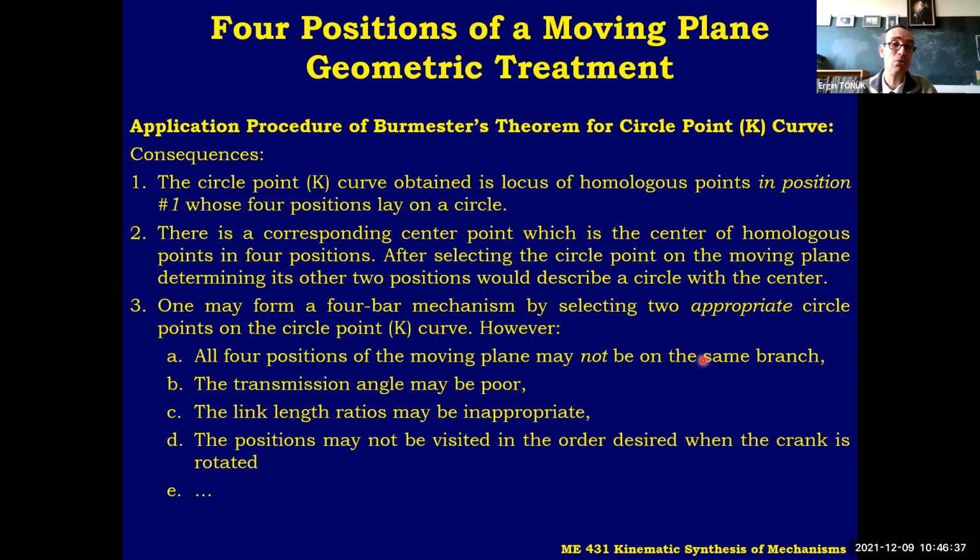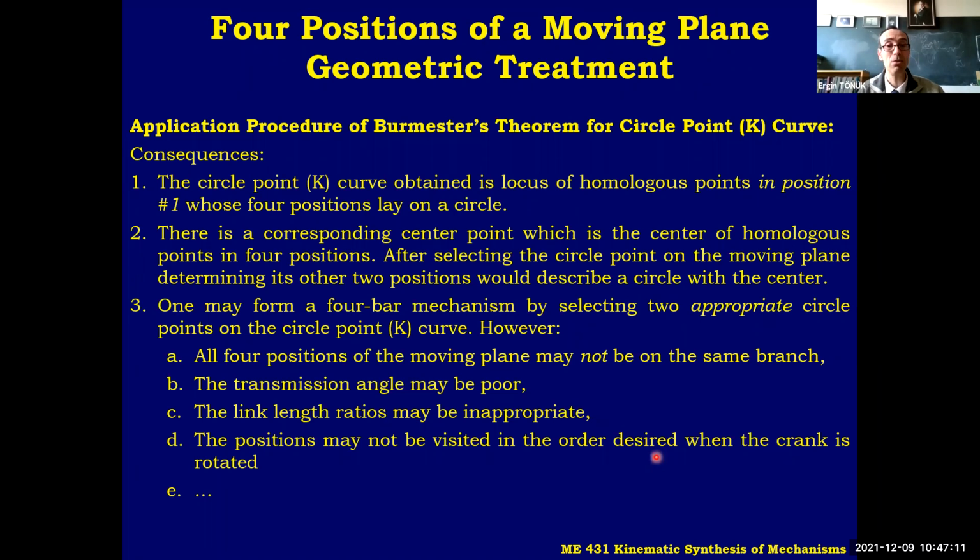Then, of course, we have to check the others, like the transmission angle may be poor at some positions. The link length ratios might be inappropriate. Mostly, we don't want the ratio of shortest to longest link to be larger than sometimes 10, sometimes 20, depending on the design, but that's another trouble. Well, if it is dictated by the design, this may not be a real trouble.